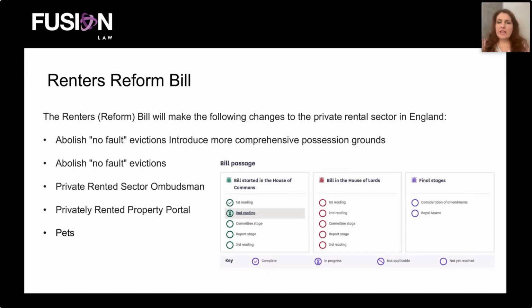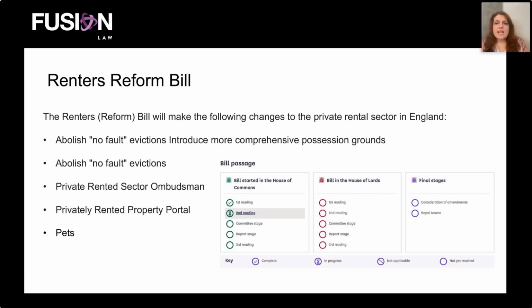Now, on to our favorite piece of legislation, the Renters Reform Bill. We are all watching the bill very closely. The bill is making its way through Parliament right now. It's currently due for its second reading, and it's likely that there will be some time before we see any changes. But when we do, those changes will be significant. And amongst others, they will include changes relating to rent and other terms of assured tenancies.